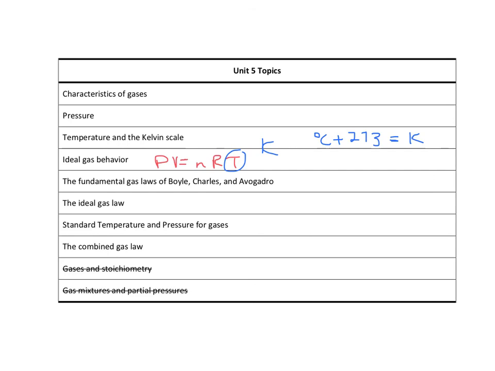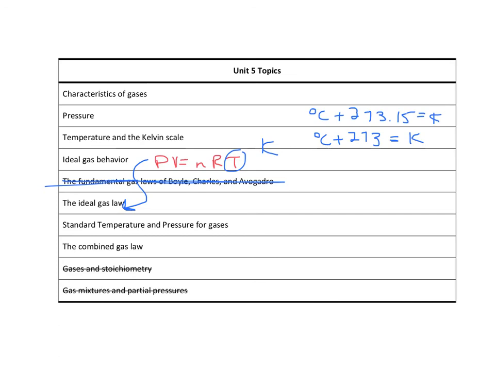Oh yeah, 273.15. Very good. Don't worry about this next one, the fundamental gas laws of Boyle, Charles, and Avogadro. PV equals nRT kind of has them all. Oh yeah, this right here, actually this should have gone down here. Don't worry about ideal gas behavior. Wait till Gen Chem 1.